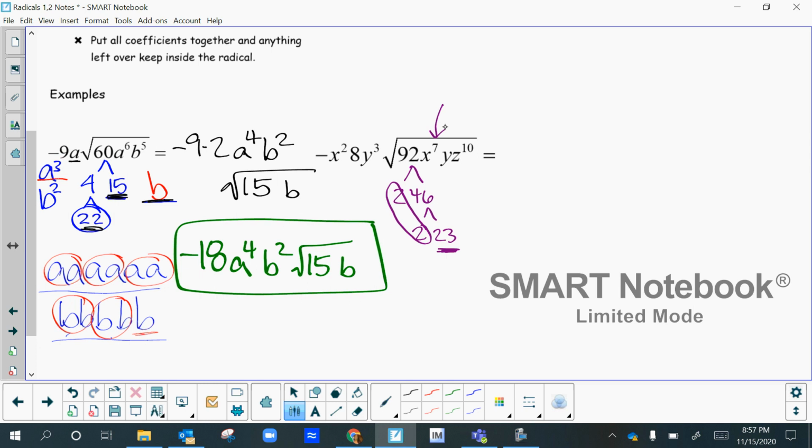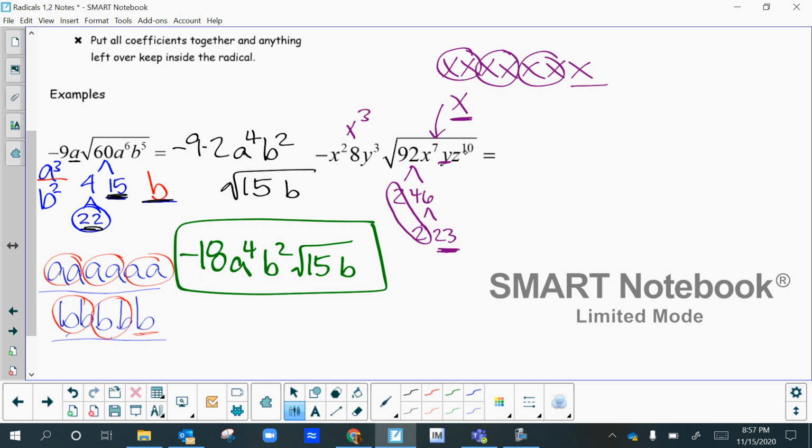Okay, what about the variables? So I have that x to the 7th. So again, what's half of 7? 3.5. So x to the 3 is going to come over here, but then I'm going to have an x that's underlined because that's the half. Okay, again, if you do not understand that, look what I can do easily. 1, 2, 3, 4, 5, 6, 7. Circle, circle, circle, underline. So do you see how 3 x's are going to come out here and join my exponent? And then I have 1 left over, just like I said. So again, half of 7 is 3.5.